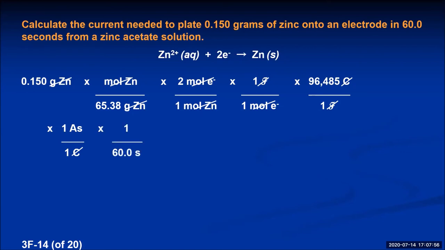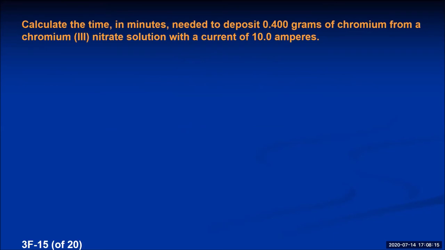So if you just divide by, or multiply by the reciprocal of, 60.0 seconds, the seconds will cancel out and you'll calculate how many amps must have been going through this system. And that comes out to be 7.38 amps. If that makes sense, let's give you one more of these Faraday law calculations to try on your own.